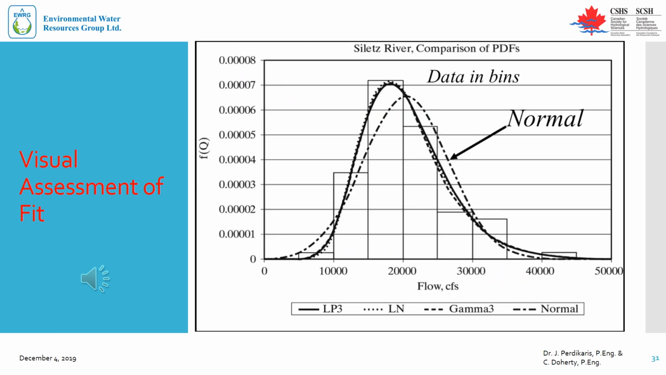When undertaking a visual assessment of the fit, one can plot and compare several different probability density functions with the histogram of the discharge. In the current example, we see a comparison between the log Pearson type 3, the log normal, the gamma, and the normal distributions.